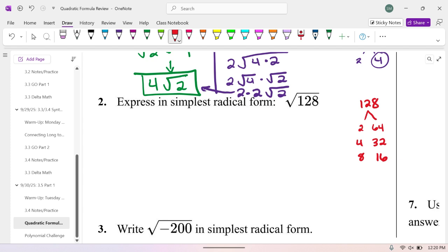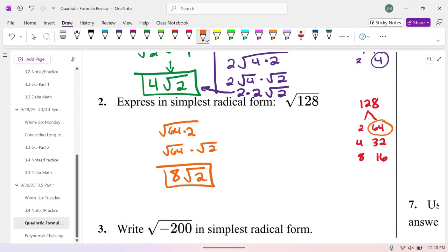Now, there is a perfect square in all three of these. Which one has the biggest? 64. So that one's going to be the one we use. So I'm going to rewrite this as the square root of 64 times 2, which we can then rewrite as the square root of 64 times the square root of 2. What's the square root of 64? 8. This would be 8 times the square root of 2, or just 8 square root 2. And that's it.